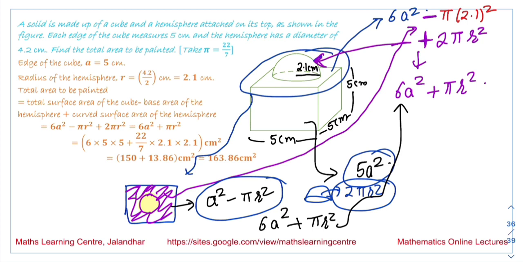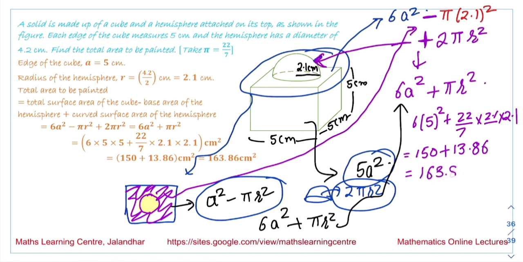So when we substitute the values in this formula, it is 6 into 5 square plus 22 by 7 into 2.1 into 2.1. On solving this, we will get 150 plus 13.86, and this comes out to be 163.86 centimeter square. So this is the total area to be painted.